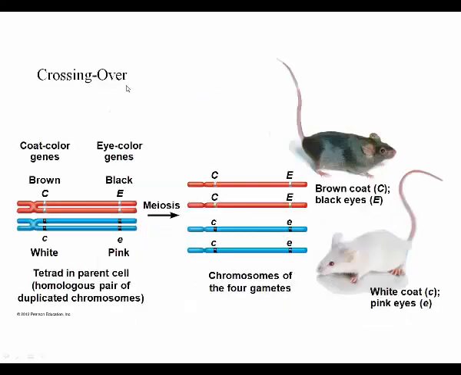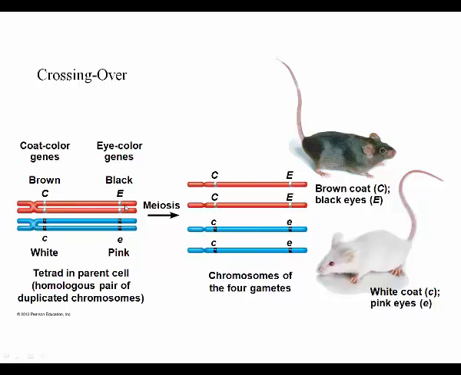Crossing over is the other source of variation. And crossing over involves taking pieces of homologous chromosomes and switching places. So on this pair of chromosomes, I have, among the thousands of genes along the length of the chromosome, a coat color gene in mice and an eye color gene in mice. One allele is the brown hair allele, or brown coat allele. The other is carrying a white coat allele. And then at another gene location, there is an allele for black eyes or an allele for pink eyes.